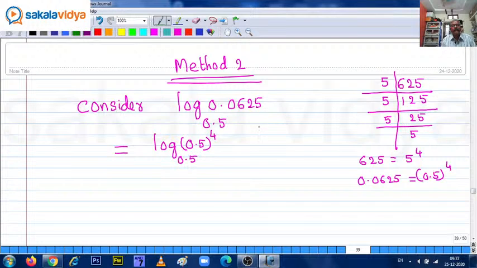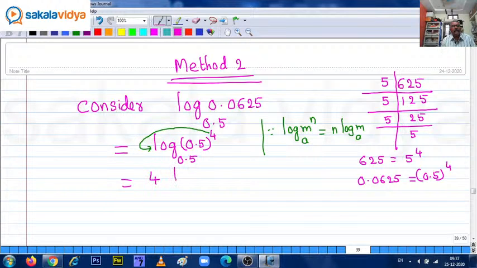So we have one formula, log m to the power of n to the base a, the power rule. This is n times log m to the base a. So we can write 4 times, 4 comes like this. So this we can write 4 times log 0.5 to the base 0.5. Obviously it will be 1. So 4 times 1, the answer is 4.